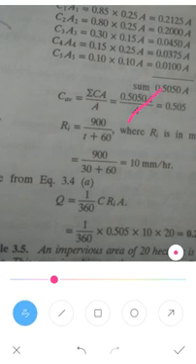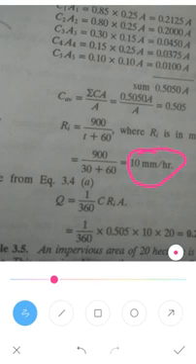Next, whatever formula is given in the question, you write that down. I is equal to 900 divided by T plus 60. The time of concentration is given as 30 minutes. So for T you write 30 and calculate further. Finally you will get the intensity of the rainfall as 10 mm per hour.